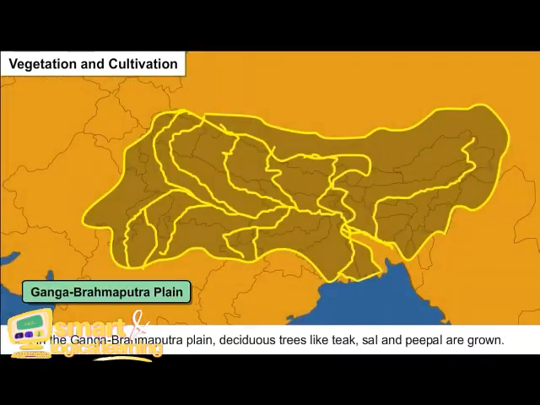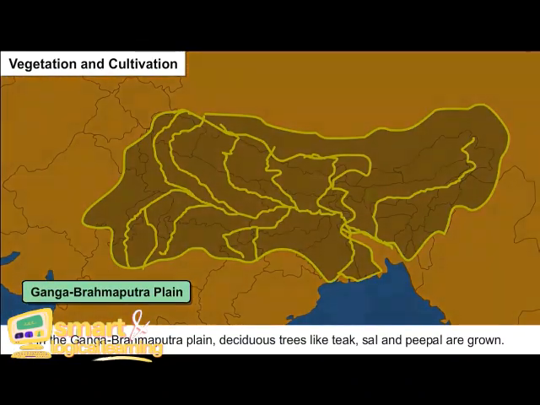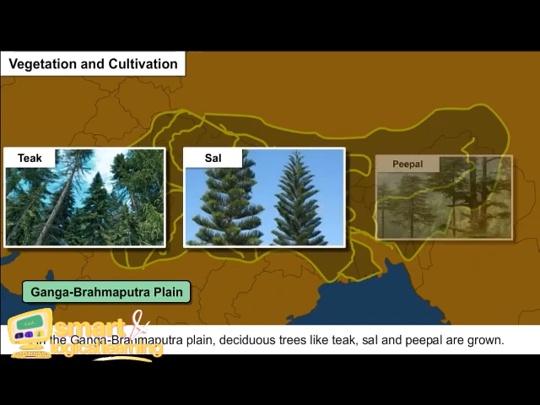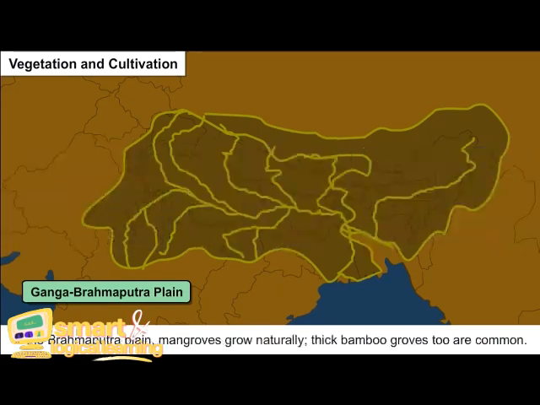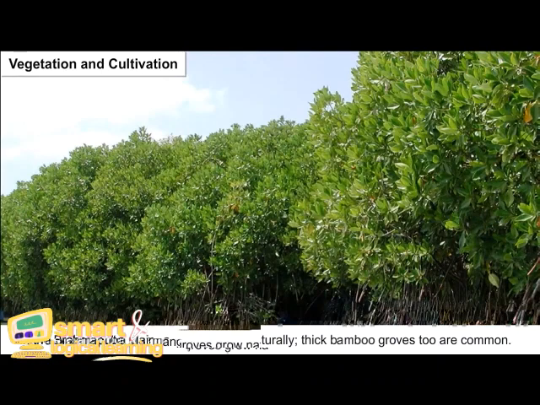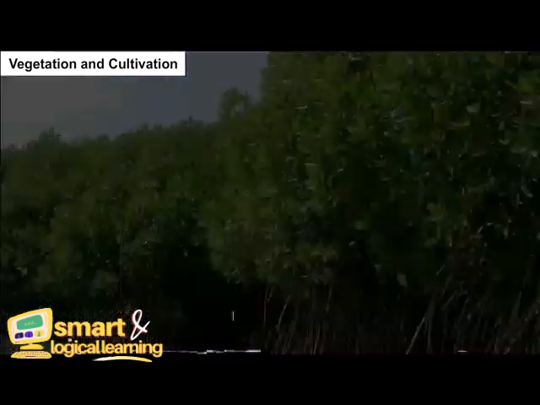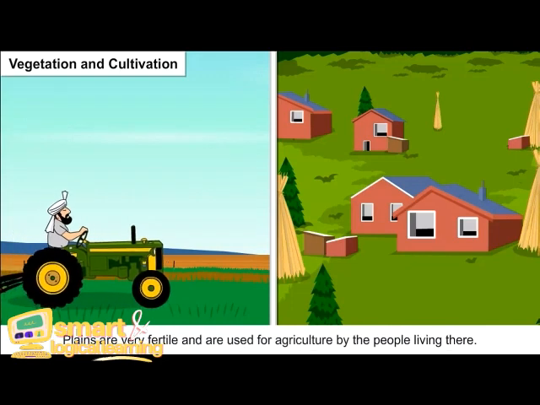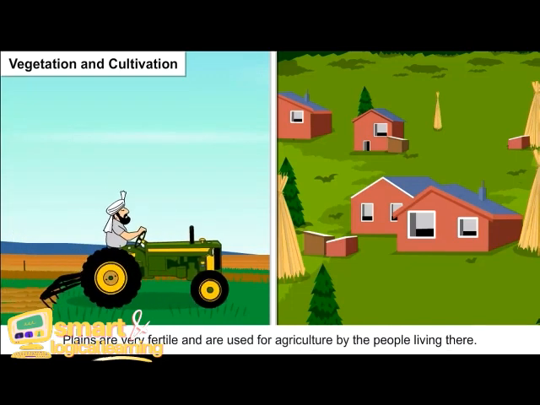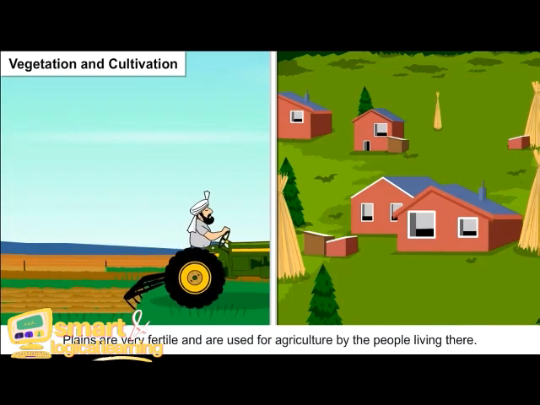In the Ganga-Brahmaputra plain, deciduous trees like teak, sal and peepal are grown. In the Brahmaputra plain, mangroves grow naturally. Thick bamboo groves too are common. Plains are very fertile and are used for agriculture by the people living there.